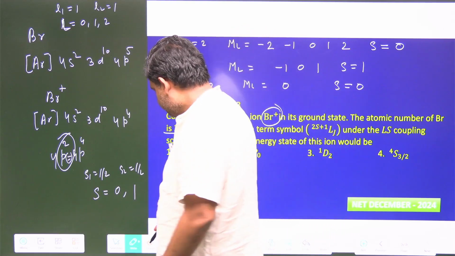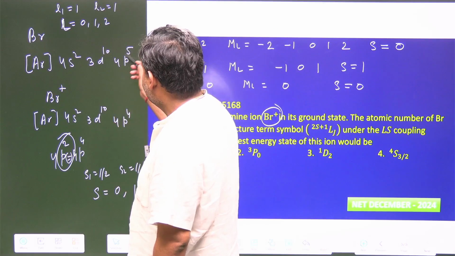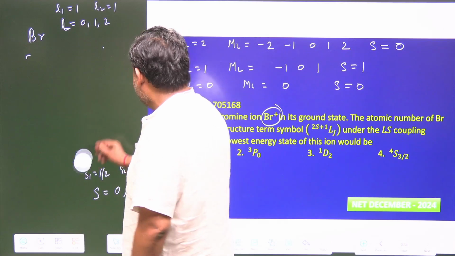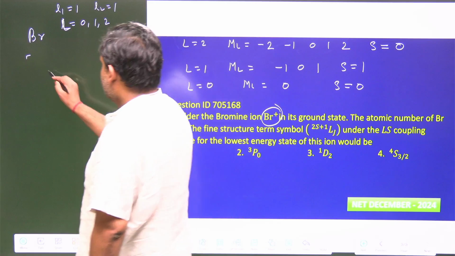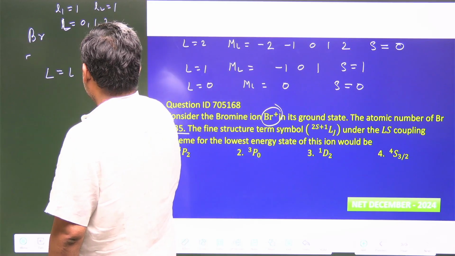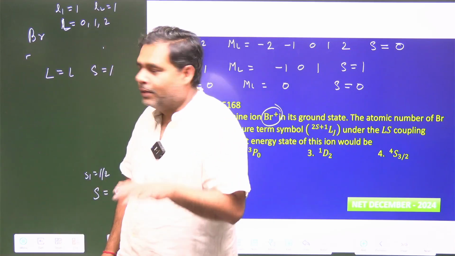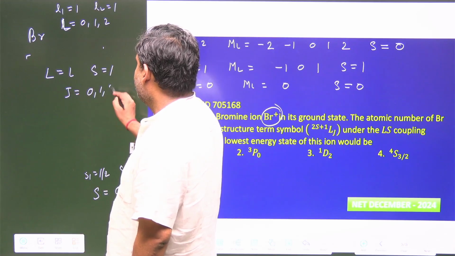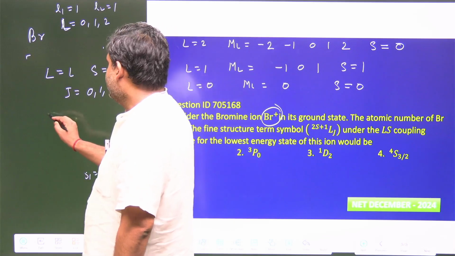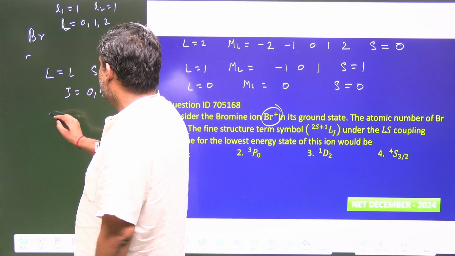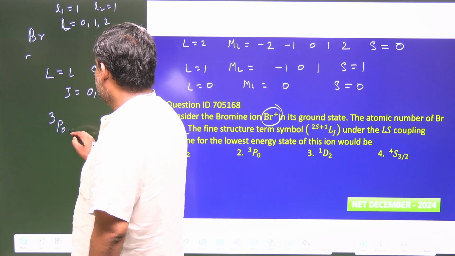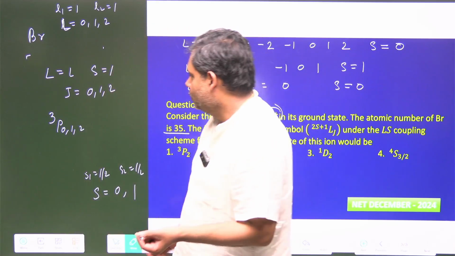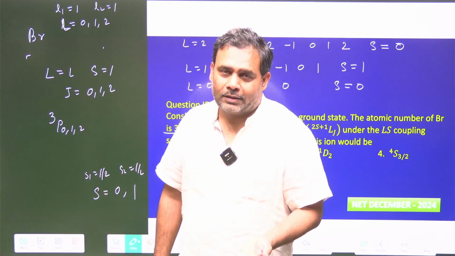So, let us try to go for this one. Once we go for L is equal to 1 and S is equal to 1, this will have the lower energy. And what is the value of J? From here J is equal to 0, 1 and 2. So, we have the spectral term for S is equal to 1, that is 3P0, 1 and 2. And now, for p2, 3P0 is the lowest energy.